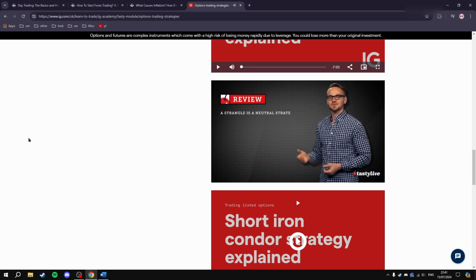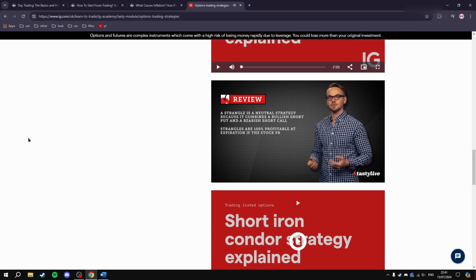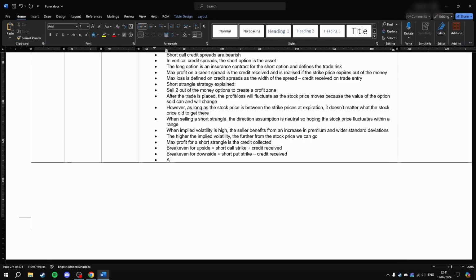Let's review. A strangle is a neutral strategy because selling a bullish put and a bearish call together creates a range of profitability.